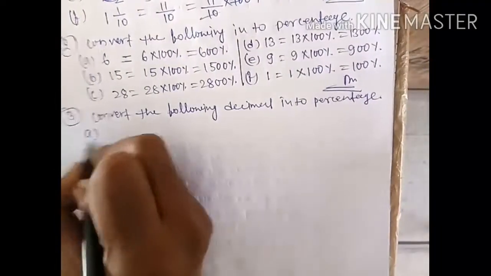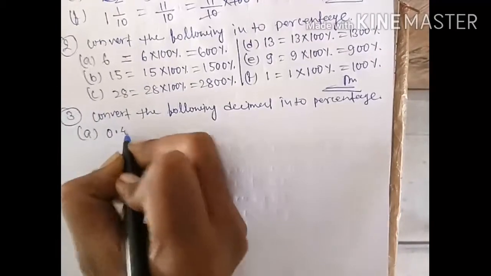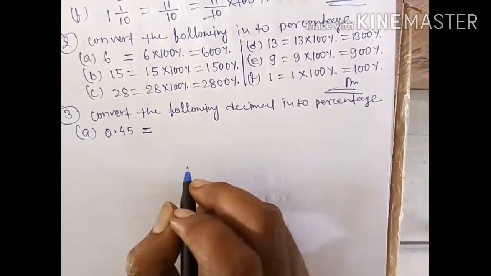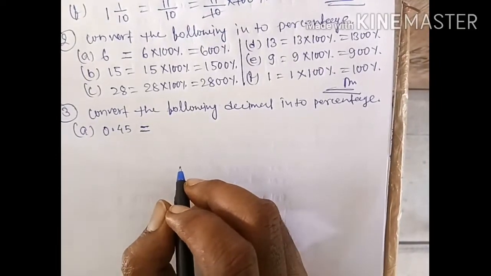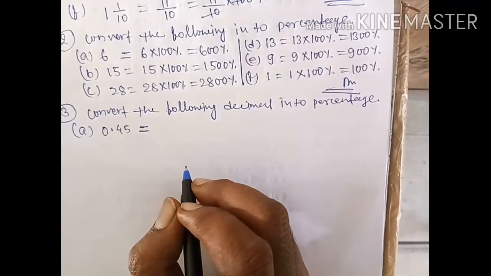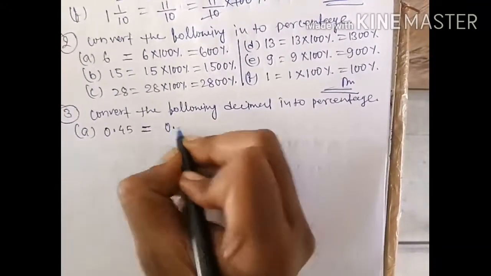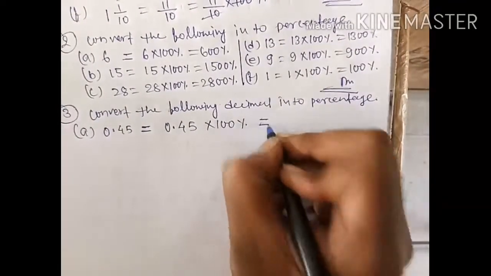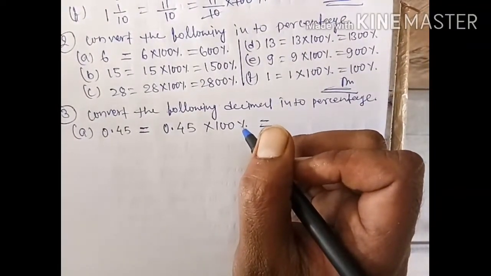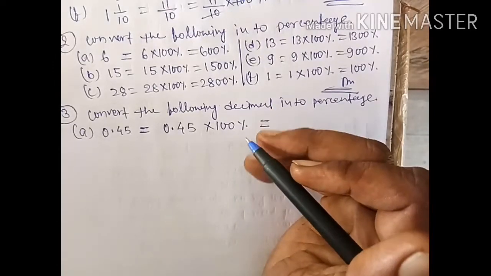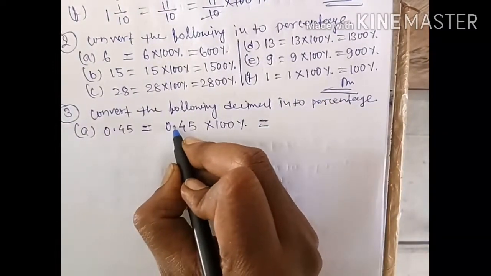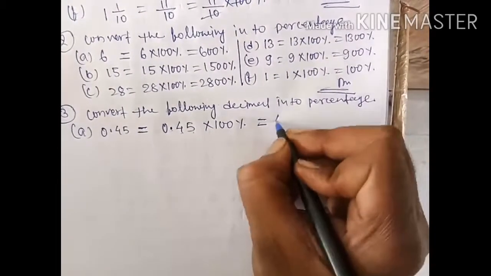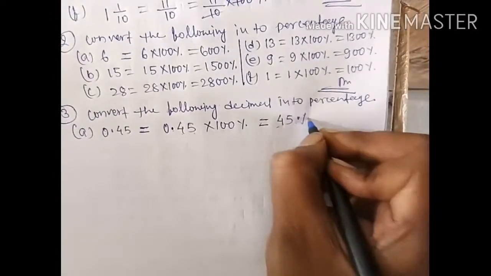So first is 0.45. When we have to convert decimal into percentage, simply we multiply by 100%. So we write 0.45 into 100%. When you multiply any decimal number by 100, the decimal shifts 2 digits right, and here the decimal is before 4, so we count 2 digits, 1 digit, 2 digit and put the decimal, so we get 45%.